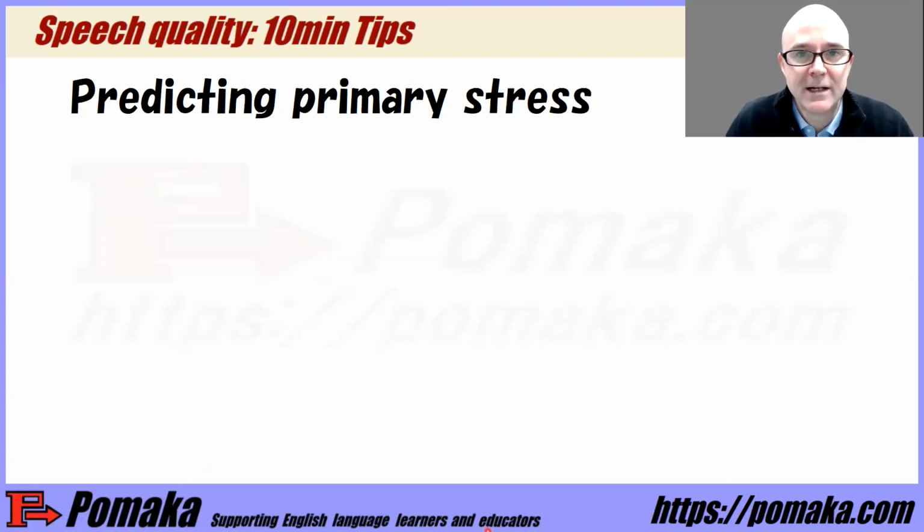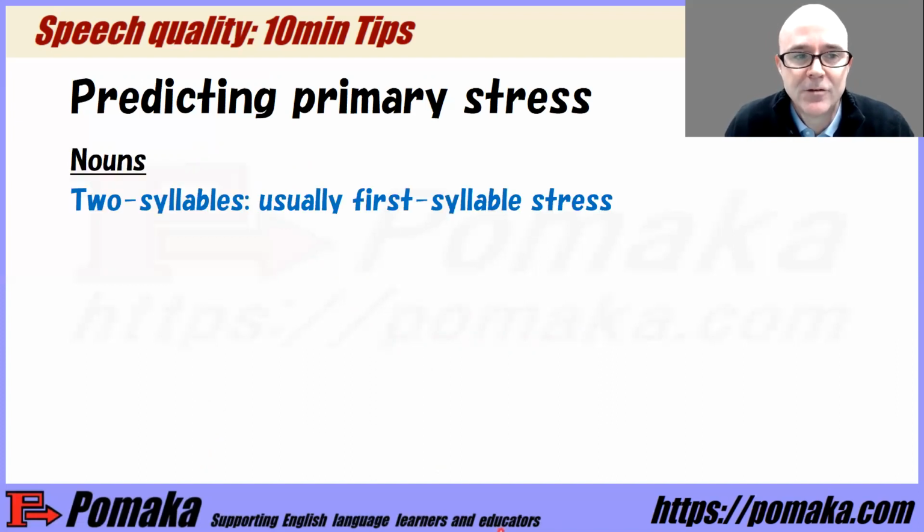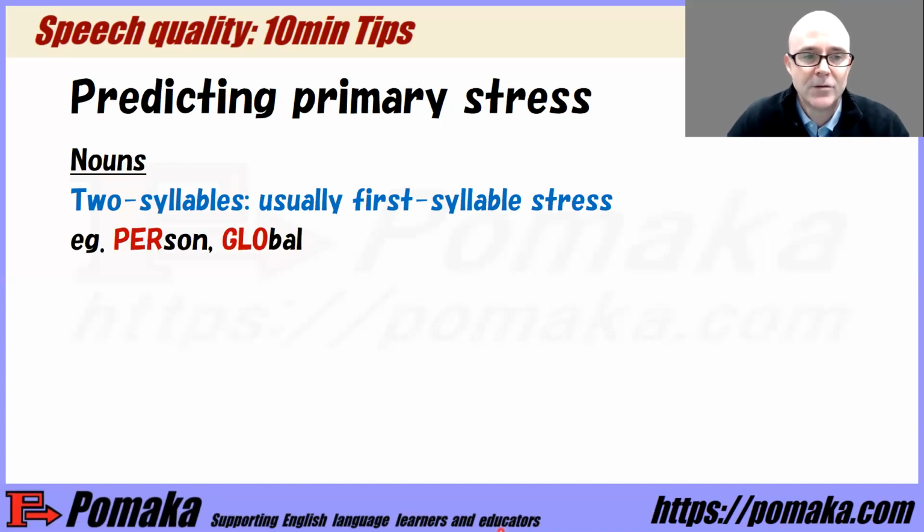So how can we predict primary stress? Well, there are ways we can guess the primary stress without using a dictionary. First, two-syllable nouns usually have first syllable stress. In fact, around 90% of them do. For example, person, global.